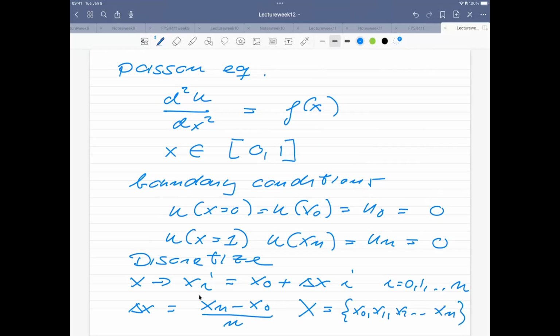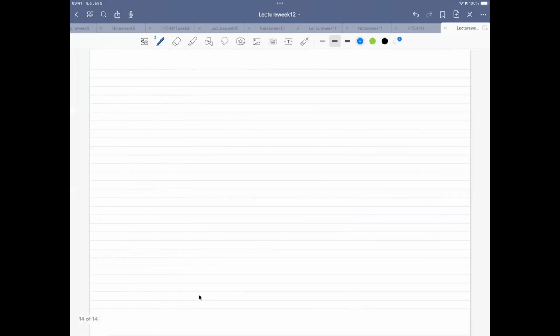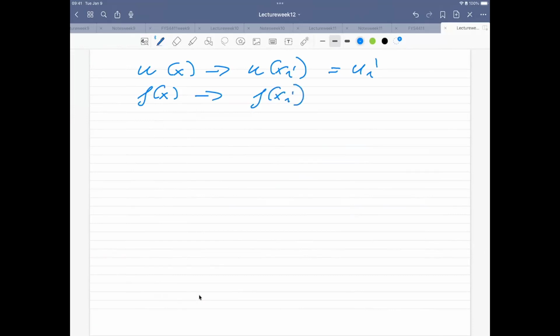Now, I'm going to take the liberty of just using the same symbol for the unknown quantity u. So u of x is now going to be represented by u of x_i, and I will label that as u_i. And that means also that f of x is going to be represented by these discretized values, and I label this one as f_i.